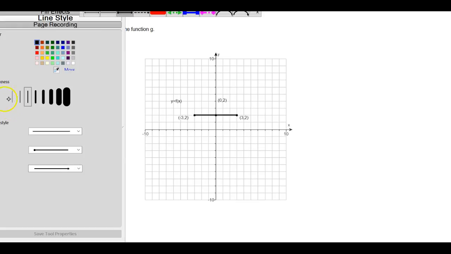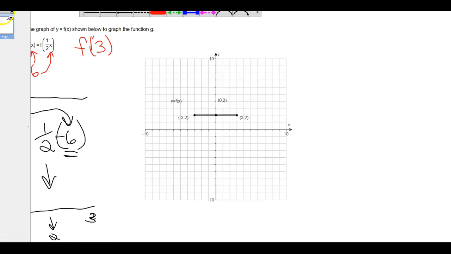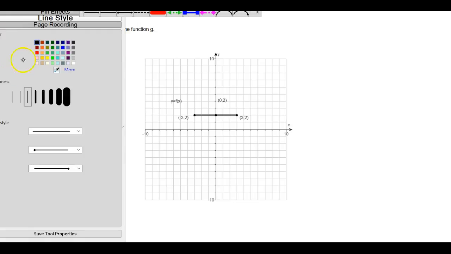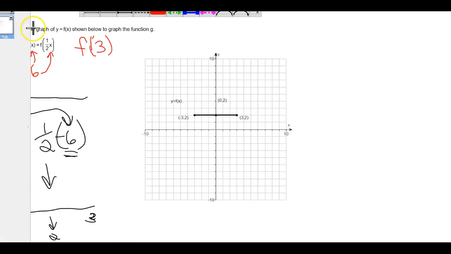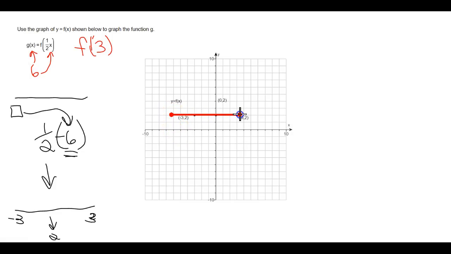Let me change this to have a little circle dot on the ends, and let me do red like I was doing before. It's going to go from -6 to +6. 4, 5, 6. And that's what the new graph is going to look like.